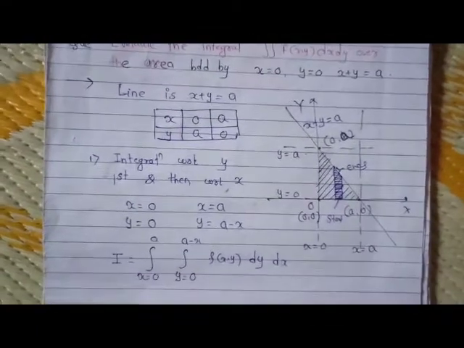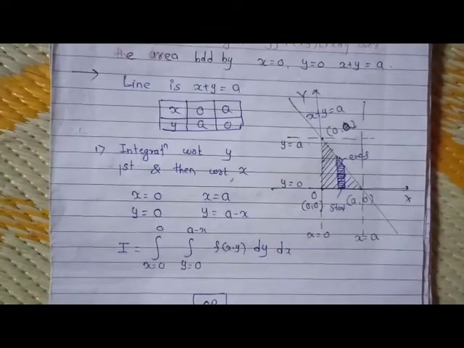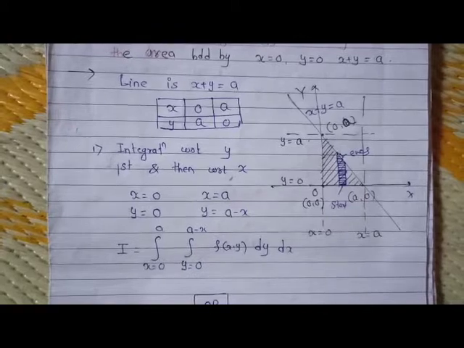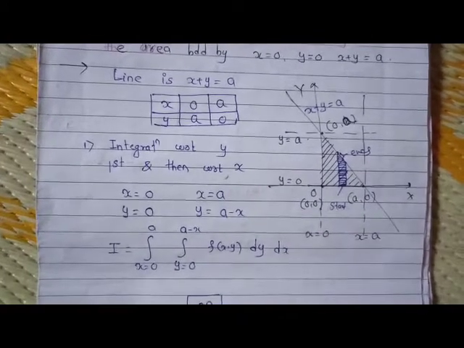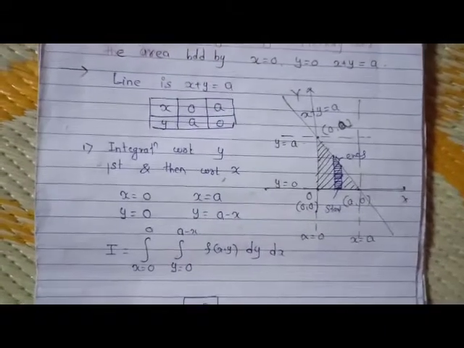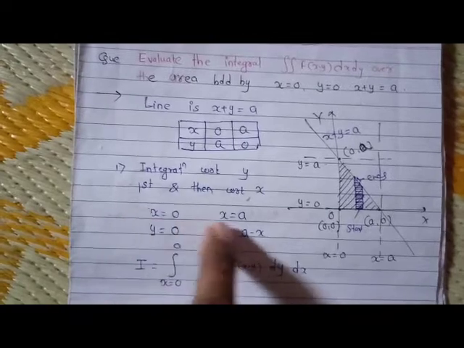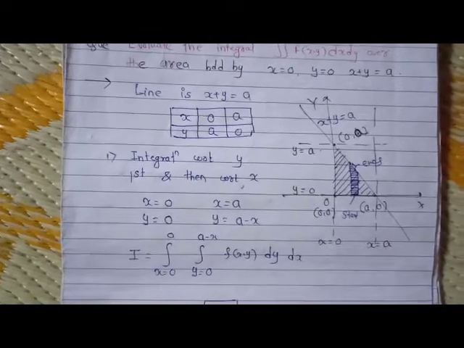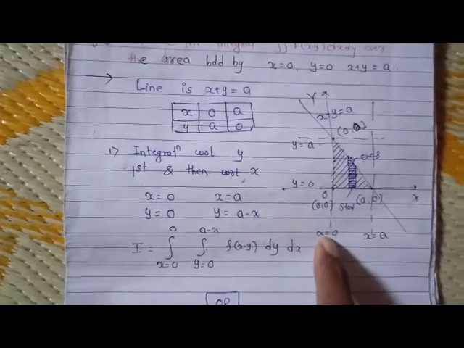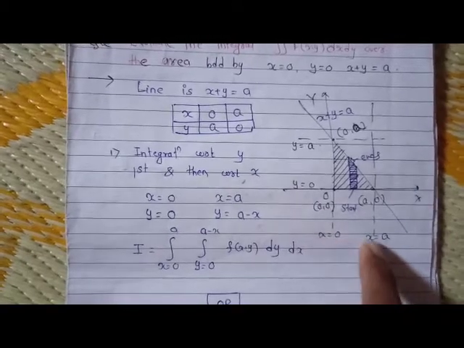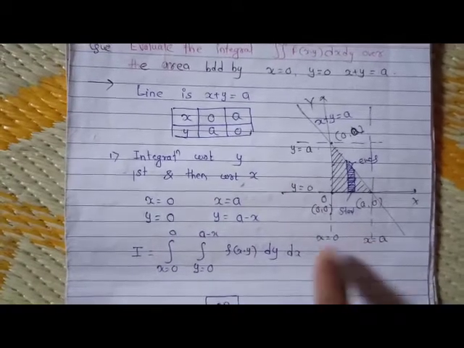So two different ways are there. We can integrate with respect to y first, or we can integrate with respect to x first. Suppose we are integrating with respect to y first and then with respect to x. As we know, the outer limits are always constant, so you first find the outer limits: the minimum and maximum value of x for the area. So the area starts from x equal to 0 and ends at x equal to a. I think everyone understands that.